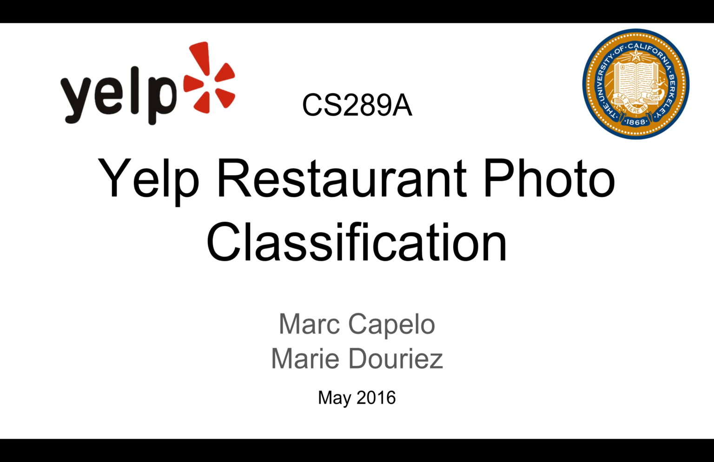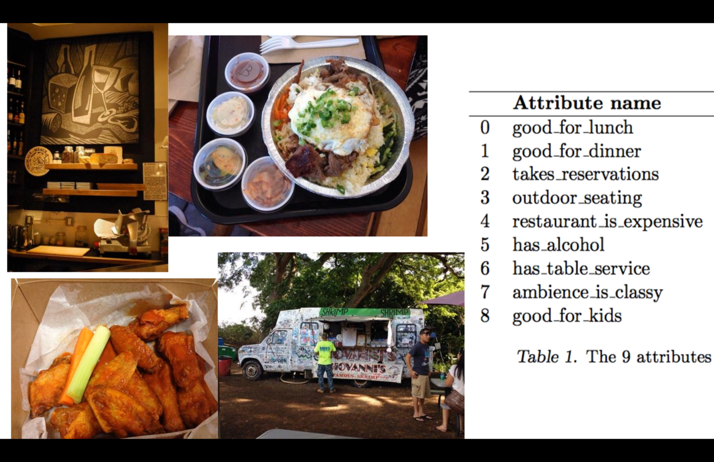We decided to work on a Kaggle competition, the Yelp restaurant photo classification competition. This challenge aims at attributing different labels to different restaurants. We have 9 labels, such as good for lunch, has table service, or is expensive, and we want to attribute these labels given photos that were posted by Yelp users. So let's say I want to classify a restaurant that has the picture on the top left. Maybe I'm going to say it is a restaurant that has an ambience which is classy or is expensive.